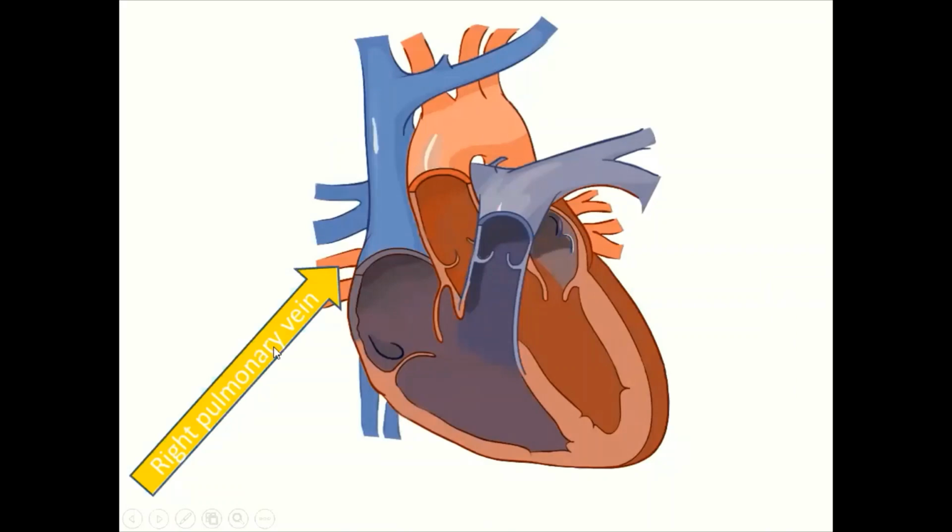Next, these two, right pulmonary vein and left pulmonary vein. They carry the blood from the lungs back to the left atrium. Look at this, it is red because the blood is already oxygenated. So they carry the blood from the lungs back to the left atrium.